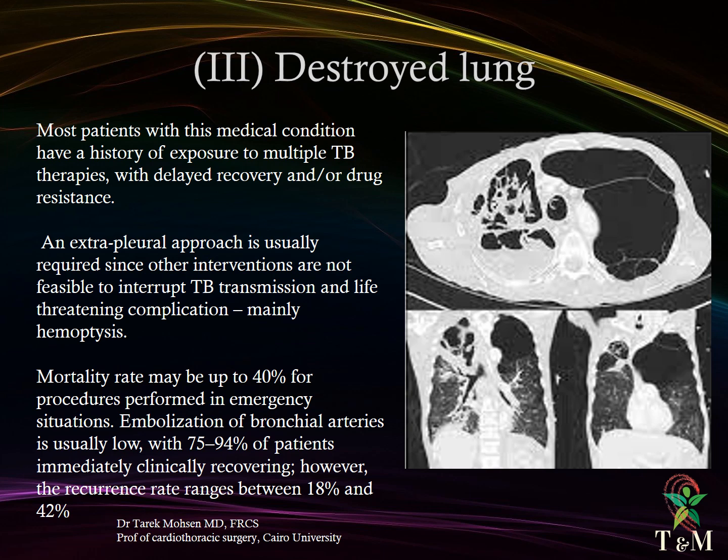The mortality for this procedure on an emergency basis is 40%. For that reason, embolization of the bronchial arteries is usually preferred, with an immediate success rate between 75 and 94%. However, the main problem with embolization is the considerable recurrence rate of 18 to 42%. The approach for this patient should be extrapleural because of the severe adhesions, and in these cases the bronchial stump should be covered with viable muscle.